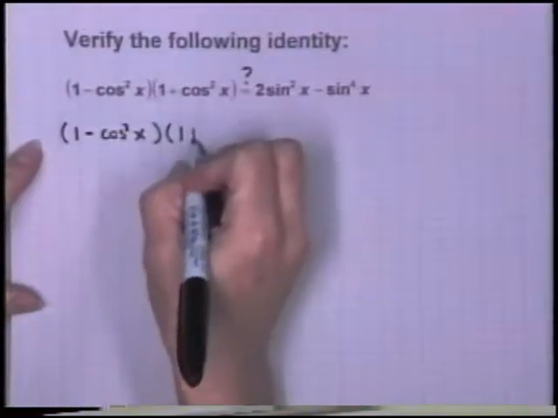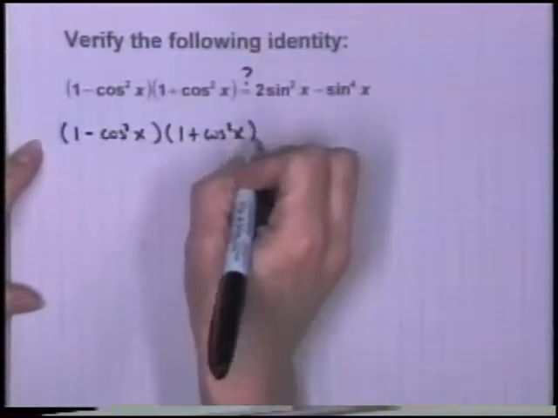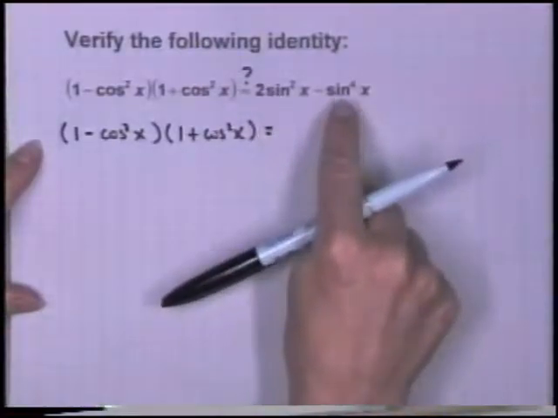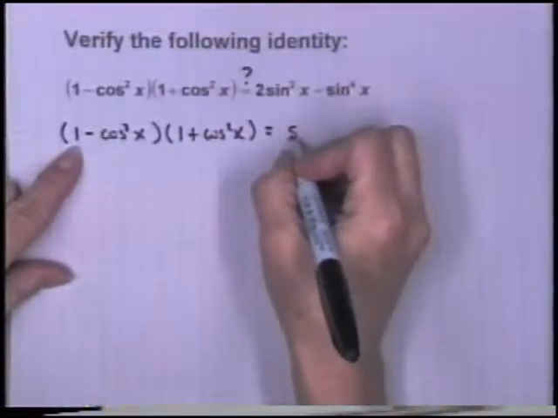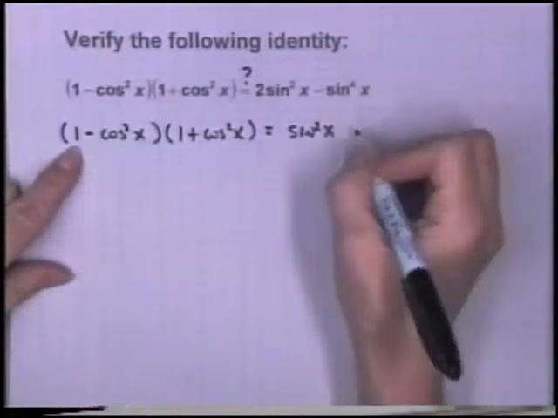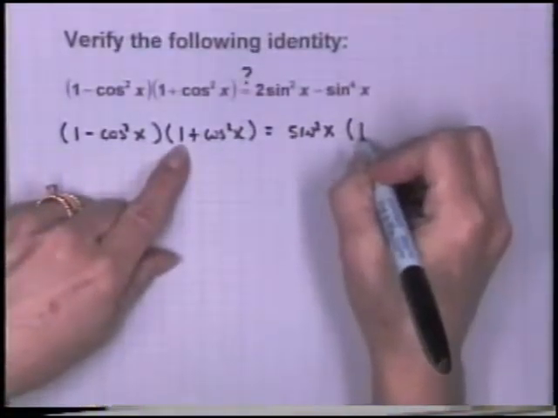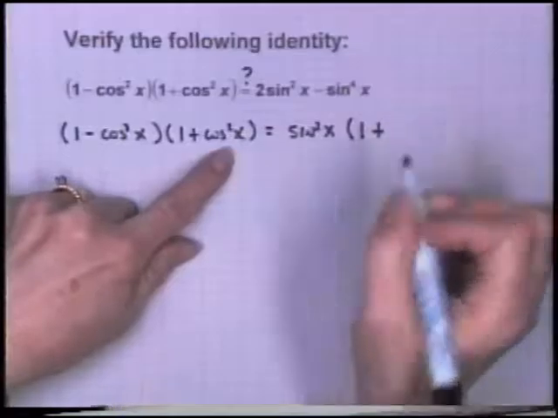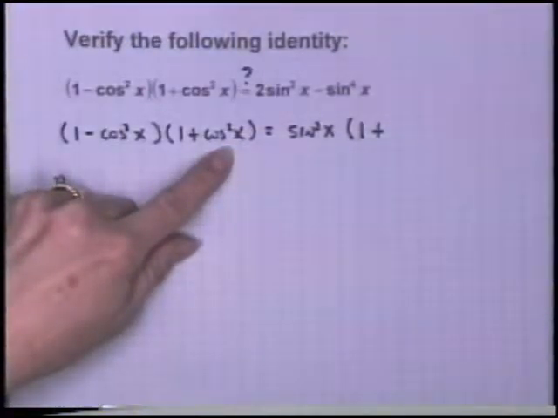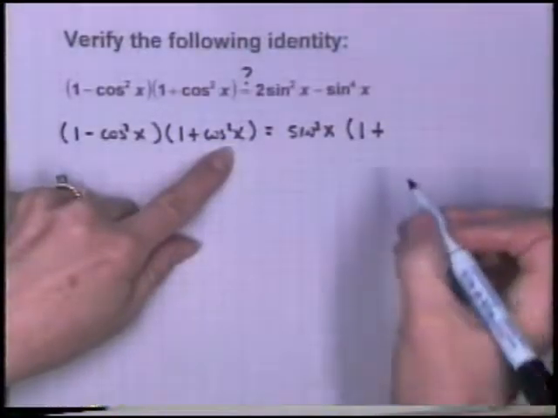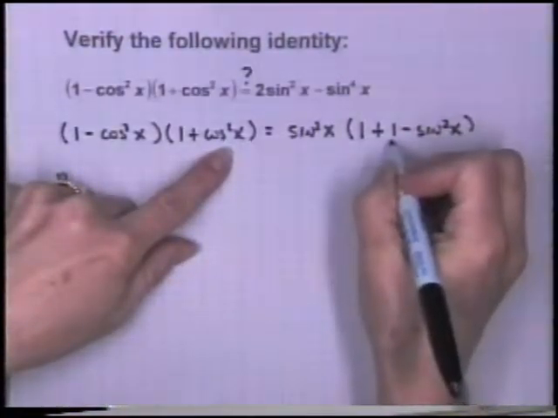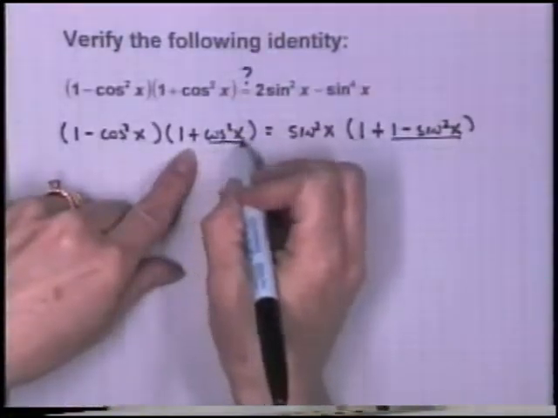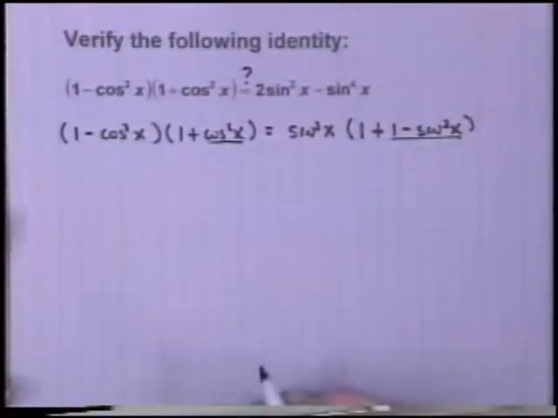1 minus cosine squared x times 1 plus cosine squared x. And since I'm trying to get this in terms of sine functions, I'm going to convert everything that I can think of. Well, 1 minus cosine squared x is sine squared x. And let's look at this other factor. I have this 1, which I'm going to bring down, plus, well, what can I substitute for cosine squared x? Remember those alternate forms of our identities. Cosine squared x is equal to 1 minus sine squared x. So I'm going to put that in. Notice this 1 minus sine squared x is replacing this cosine squared x here.